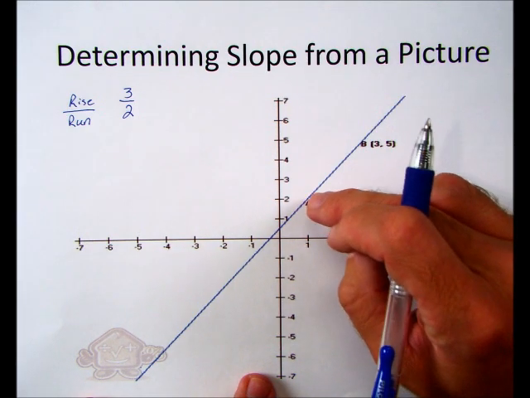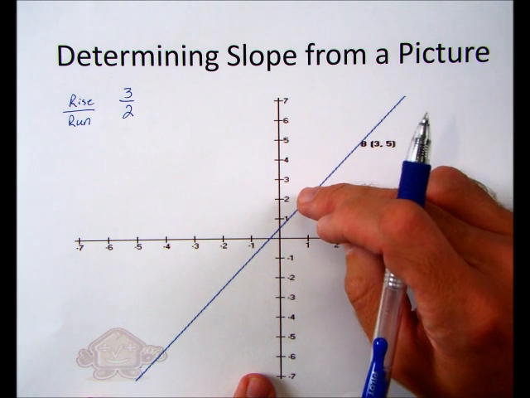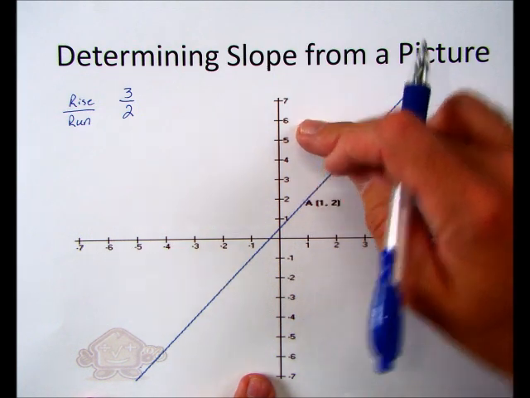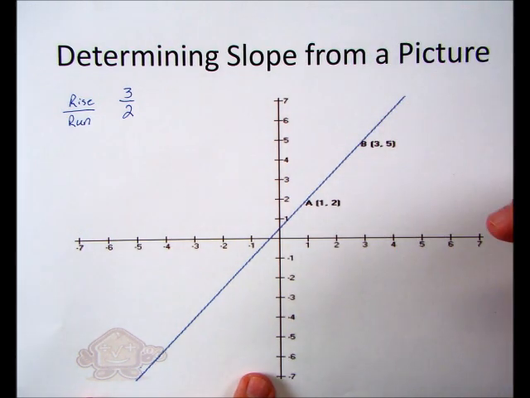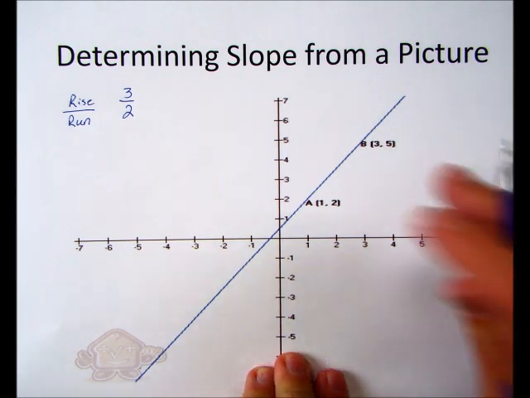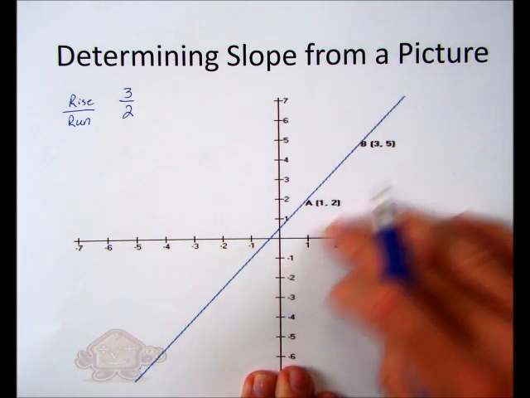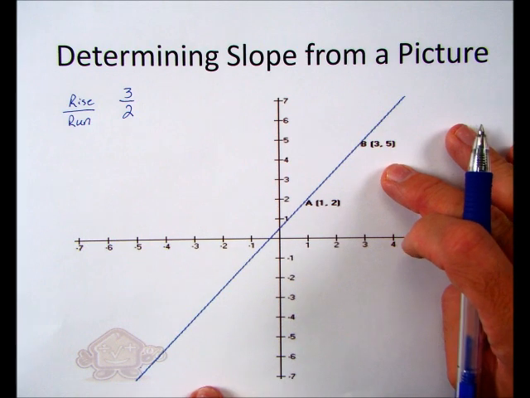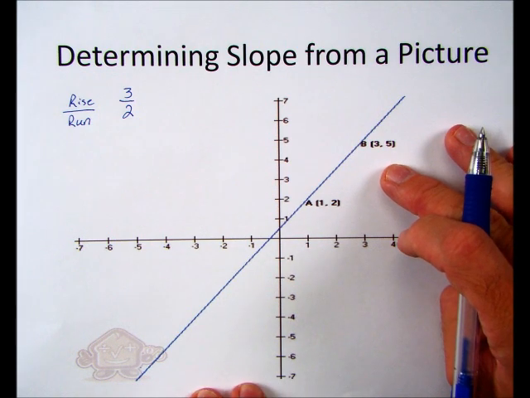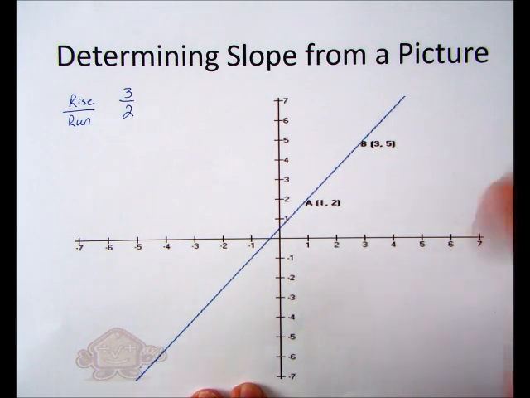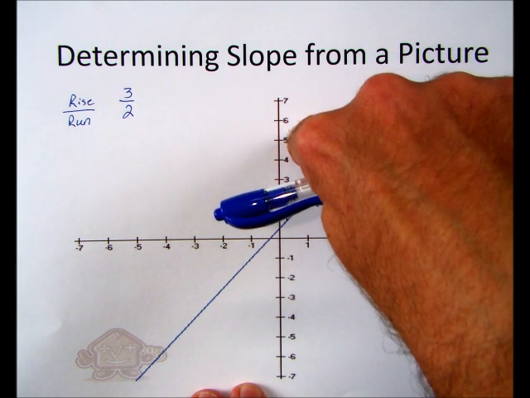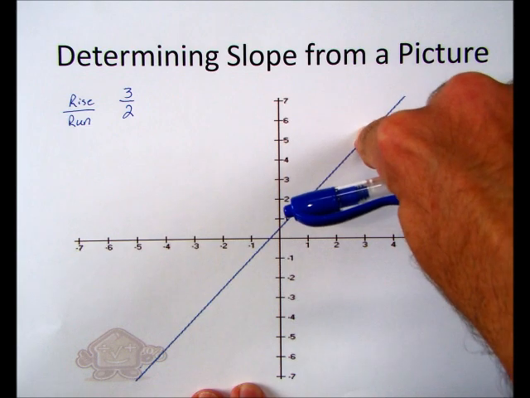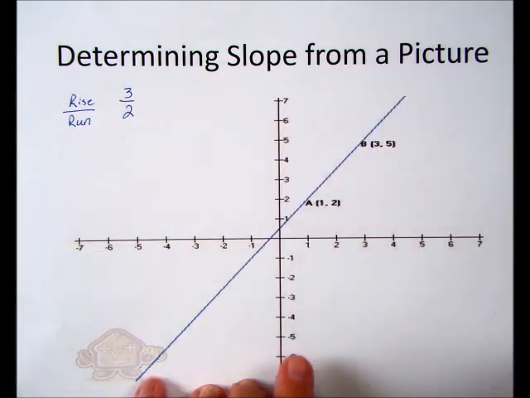All right, so again, 1, 2, 3, and over 2, 1, 2, and that gets us to our destination. So this is one way to determine slope, is simply to see the points on a graph on coordinate axes and use your finger and just kind of figure it out. Rise over run, so rise first and then run, so that's 3/2.